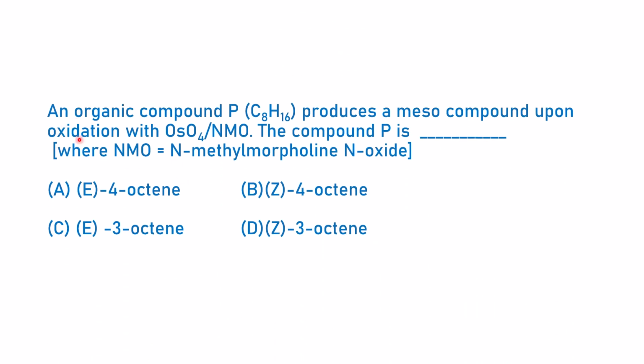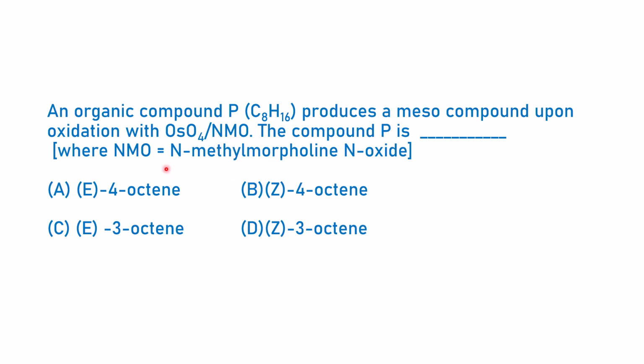So the question is, an organic compound P, C8H16, produces a meso compound upon oxidation with osmium tetroxide/NMO. NMO is nothing but N-methyl morpholine N-oxide. So what is so special about NMO? Why is it being specially mentioned? These are the things that we will see.